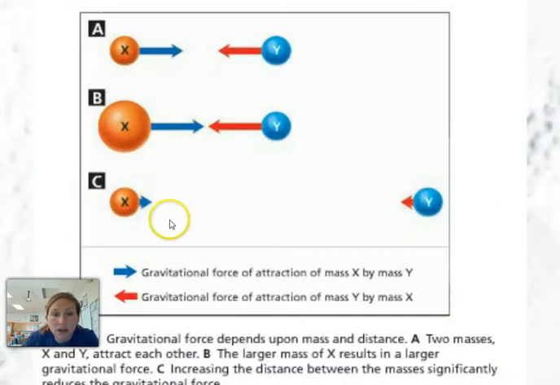And you can see in this diagram here, they're showing you 3 different scenarios, A, B, and C. A has 2 objects of the same mass, and they are attracted to each other relatively equally, designated by these arrows. The gravitational force of X is the blue arrow, and the gravitational force of Y is the red. Now, if you increase the mass, you're going to increase the gravitational force between those 2 objects. However, if you increase the distance, as shown in scenario C, you're going to decrease the force of gravity, as shown by the magnitude of those arrows.